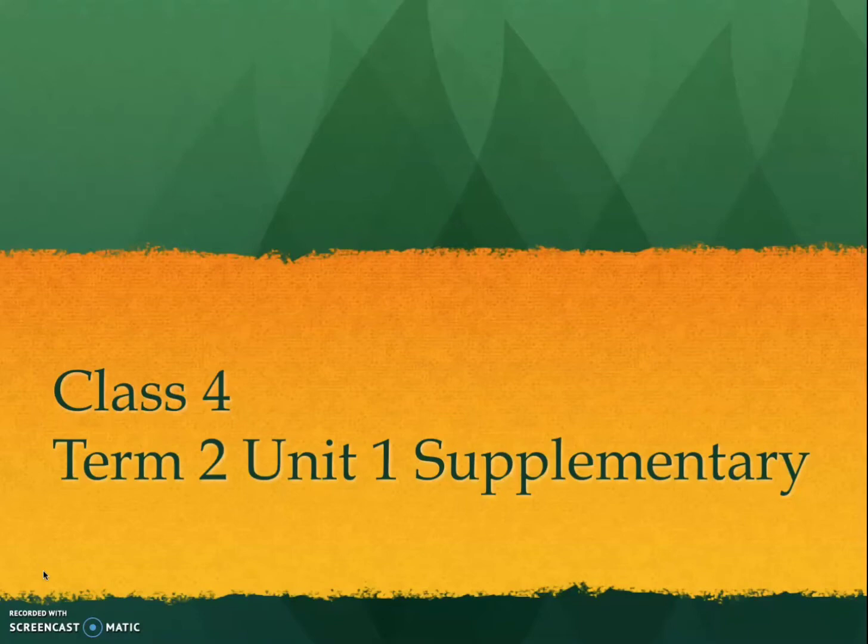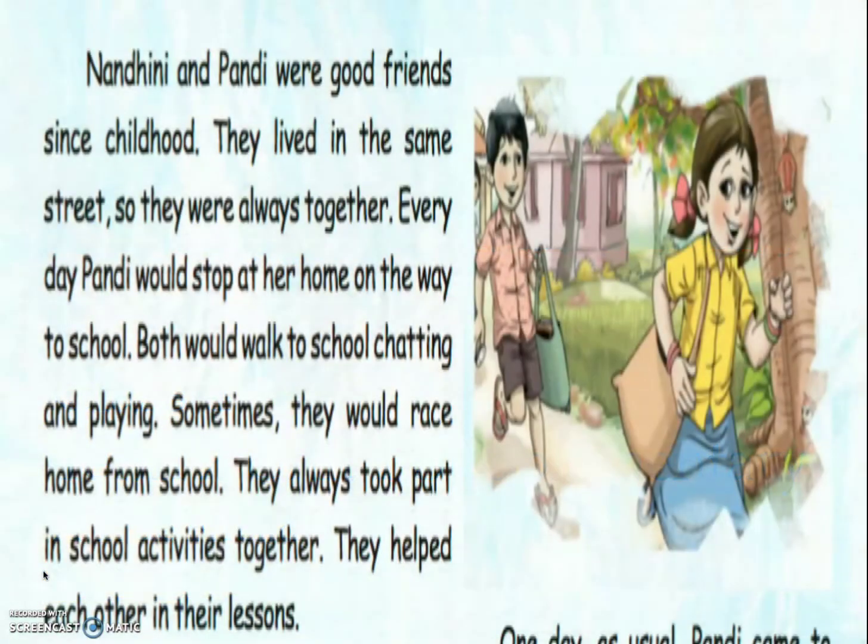So today we are going to see class 4 term 2 unit 1 supplementary, a true friend. In this lesson we are going to see about two characters, Nandini and Pandi. We are going to see the good relationship between these two friends. First, Nandini and Pandi were good friends since childhood. They lived in the same street, so they were always together.